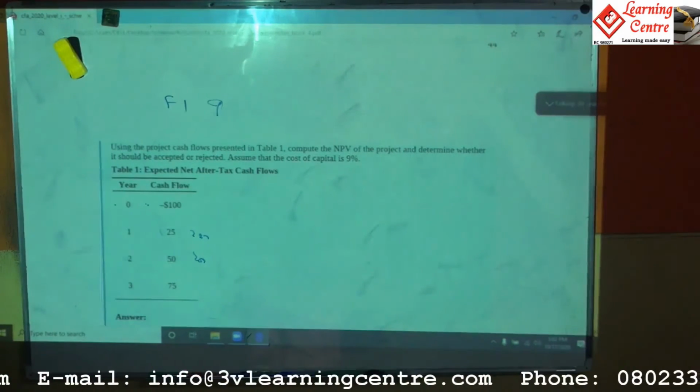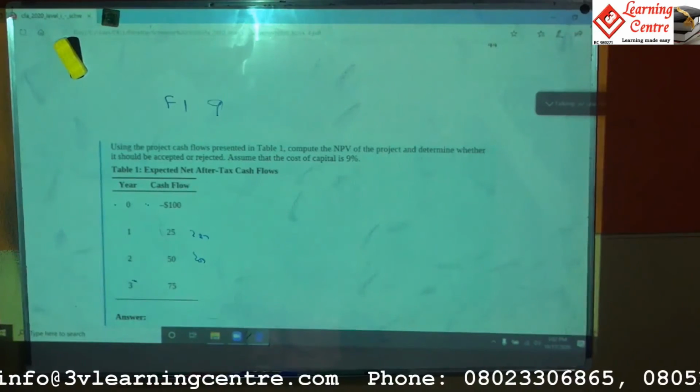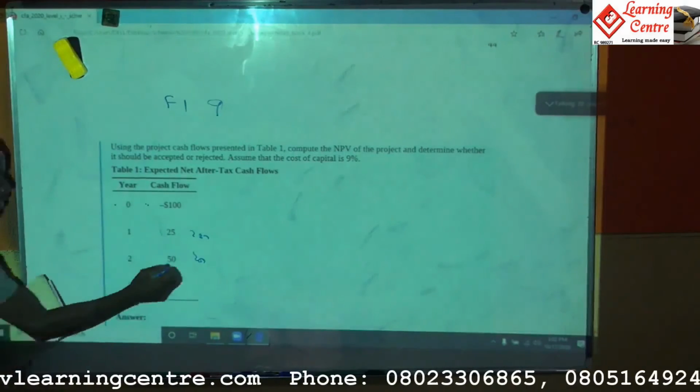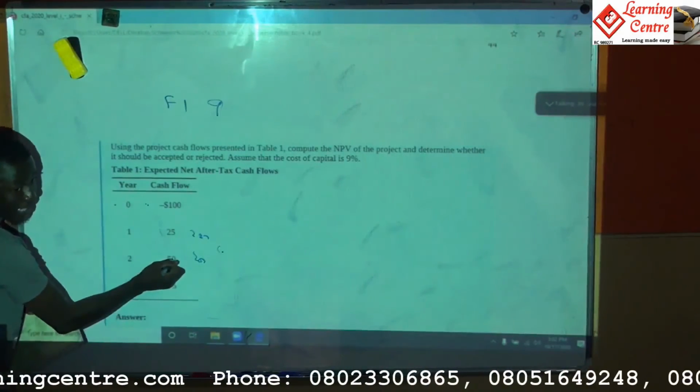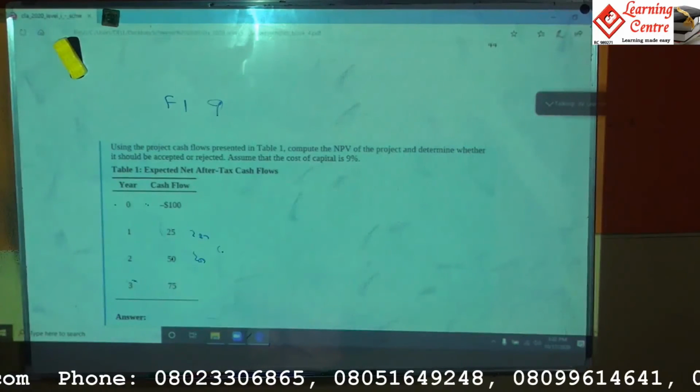Let's continue. So do like that till you get to 3. So when you see CO again, you now put 50. Enter again, move to year 3, like that.